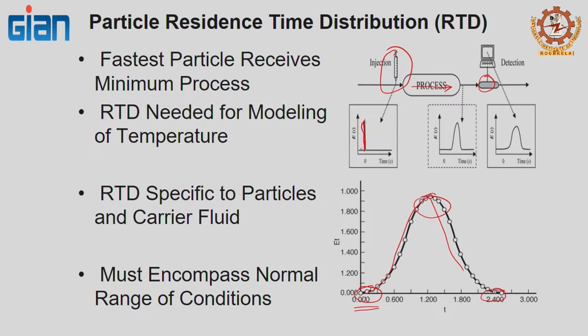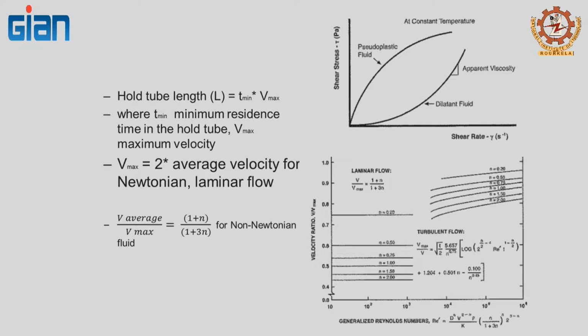And then I have to do this under normal process conditions. So, in other words, if the industry is going to operate at 5 gallons per minute, then these experiments need to be performed at 5 gallons per minute. You do not want to do it in a lab at 10 ml per minute and then try to scale it up to industrial conditions. Then once you have that, you also need to know the holding tube length. The holding tube length is basically determined by the minimum processing time you need, and the velocity at which it is flowing through the holding tube.